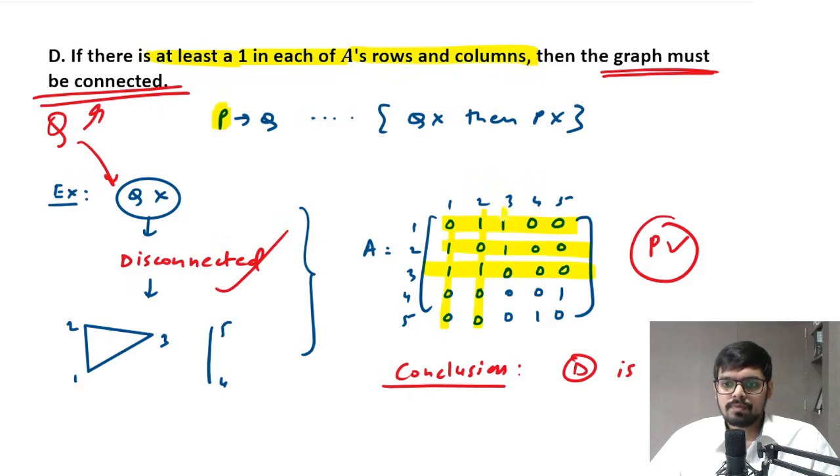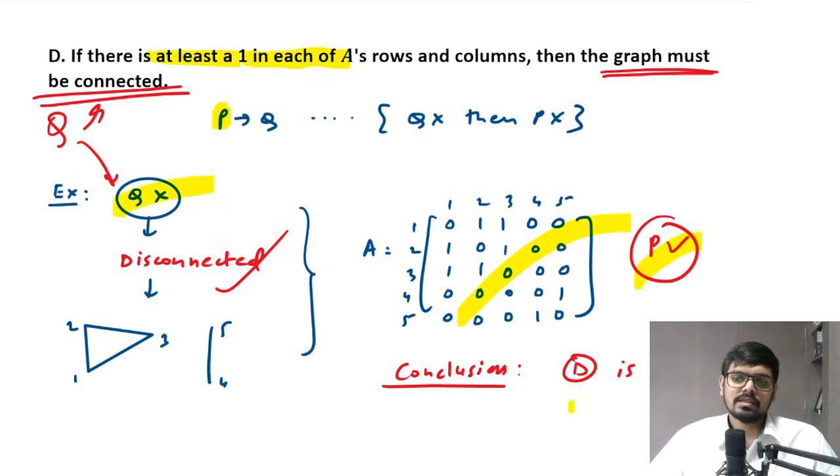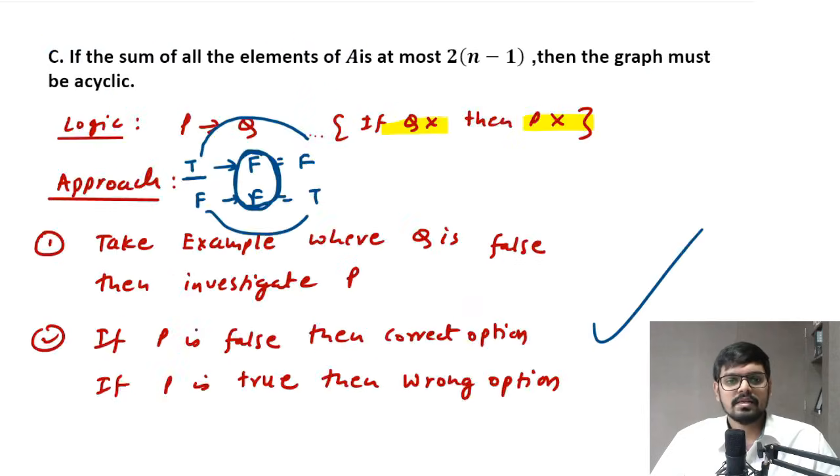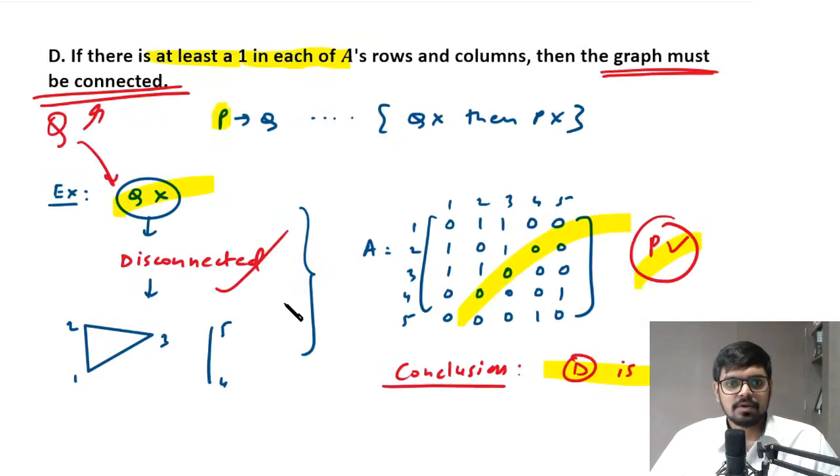Row 3, column 3, at least one entry is 1. Row 4, column 4, yes, here also, here also. So every row and column has at least one entry as 1, and therefore this P is true. So what happens? Q false, P true, result is false. Understood? Very simple approach. This is the approach which you have to keep in mind. Okay? And C and D, therefore, are incorrect.